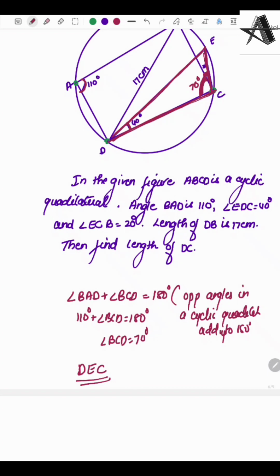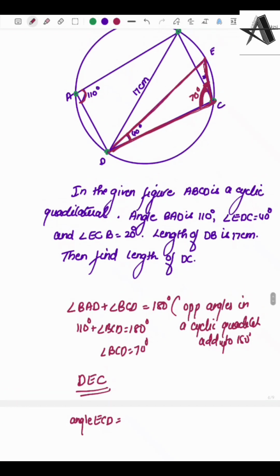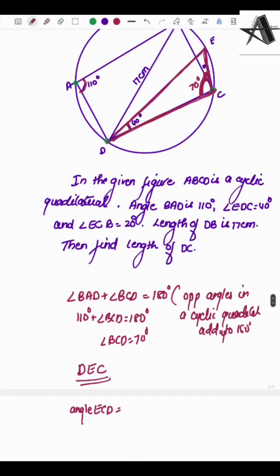That means the whole angle ECD. If you are still confused about why the whole angle ECD is 70 plus 20: we just calculated 70, and the whole ECD is not part of the cyclic quadrilateral. Angle BCD is 70 degrees, because that's the angle which is a part of the cyclic quadrilateral. Now we have calculated 70, and 20 is already given. So the whole angle ECD will be 70 plus 20, which is 90 degrees.